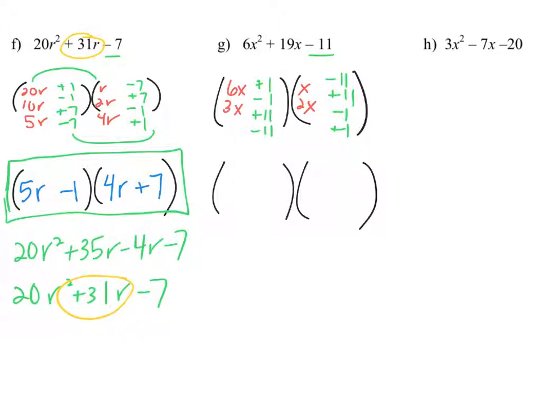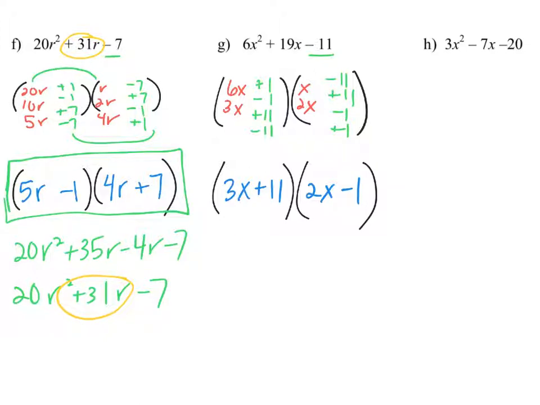So I've gone through the possible pairs and combinations to get 3x plus 11 as one factor and 2x minus 1 as the other factor. And we're going to check this by using the FOIL.